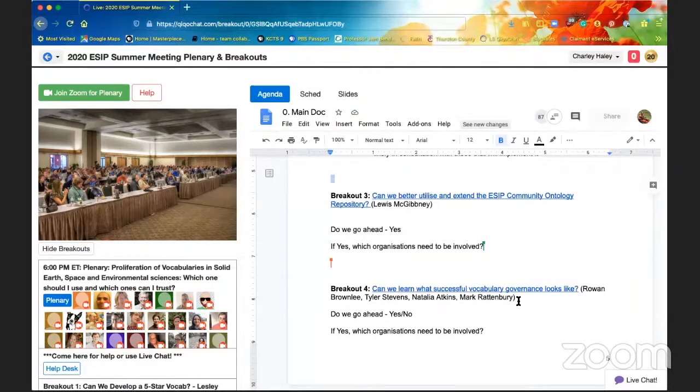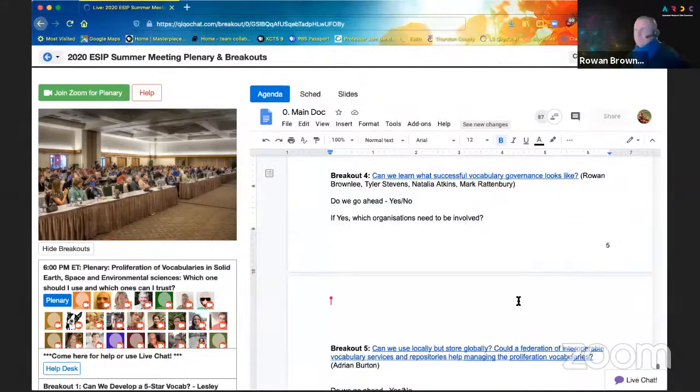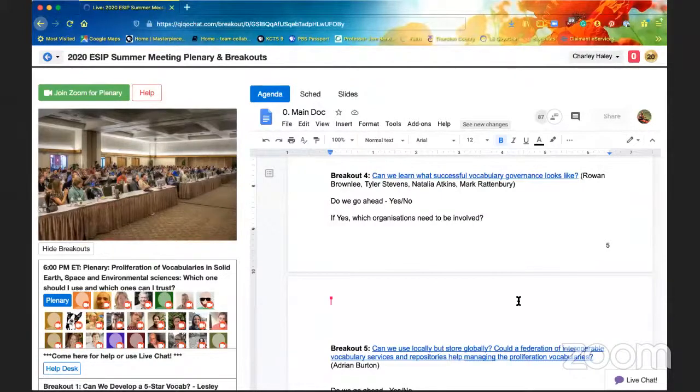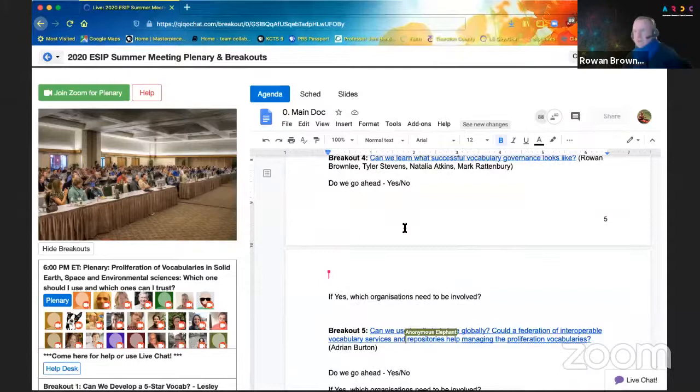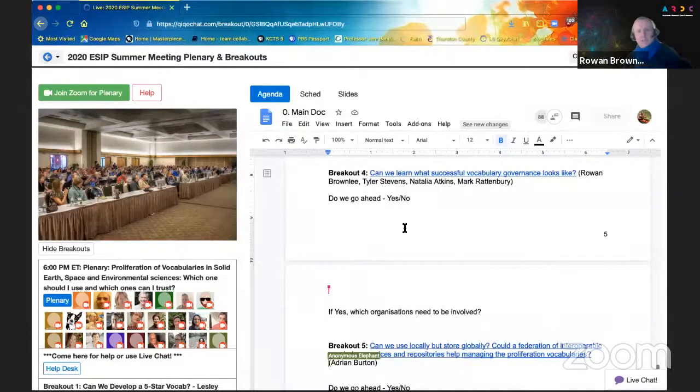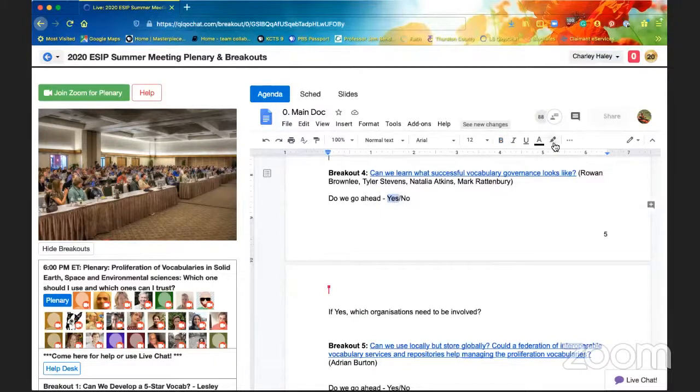Okay, Rowan, seeing you got the most number of people at your session, are you a yes, no to go ahead? And if so, how, what? Yes, we're very interested in going ahead. We identified, now, Leslie, was that the only question you had, or do you want me to talk further? Or just very briefly, please.